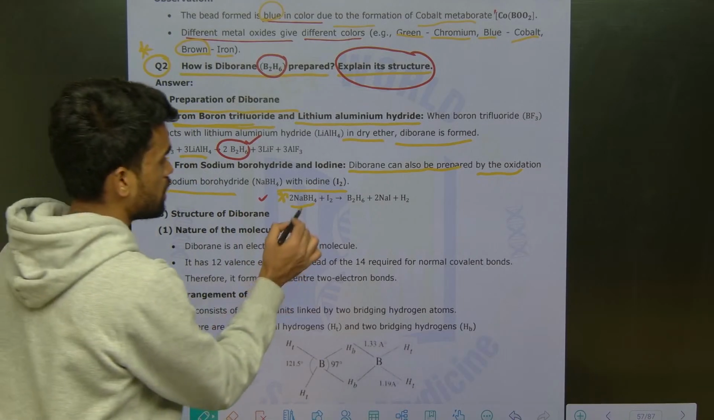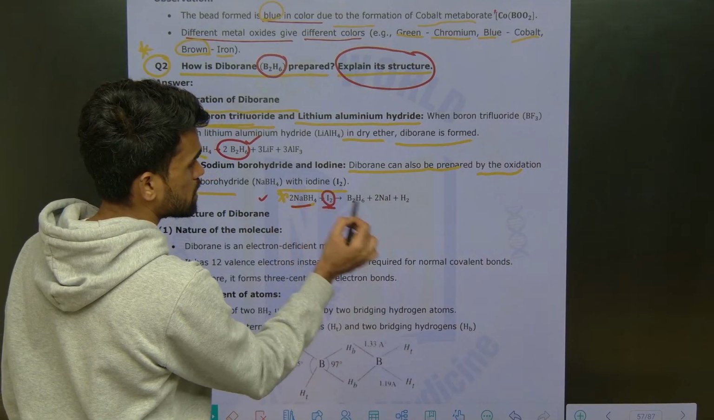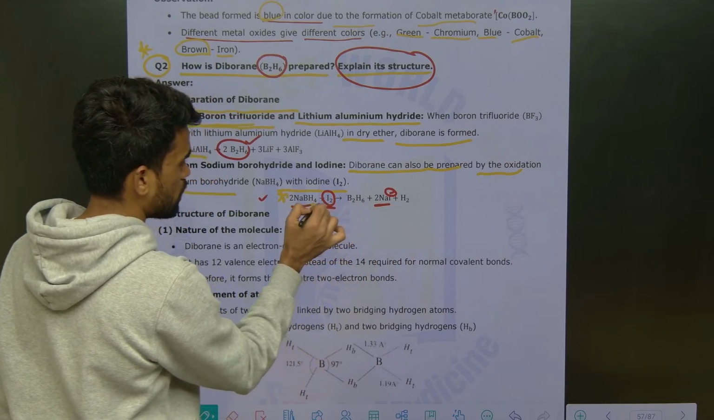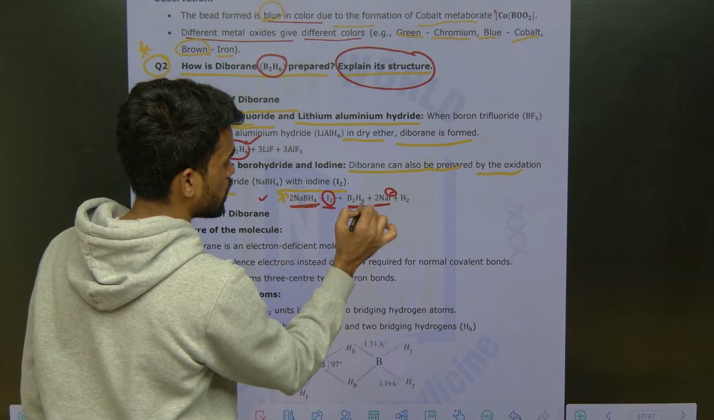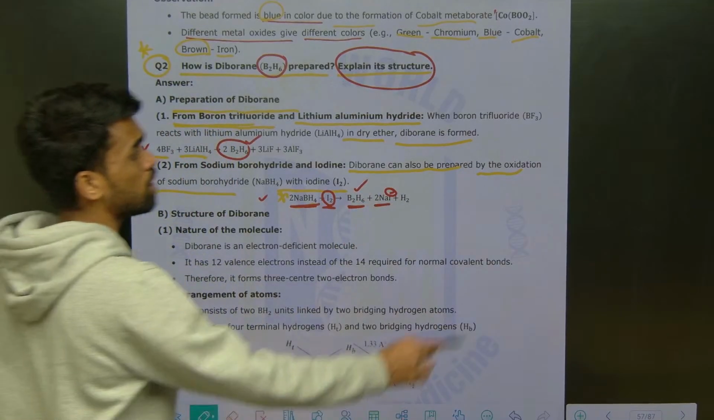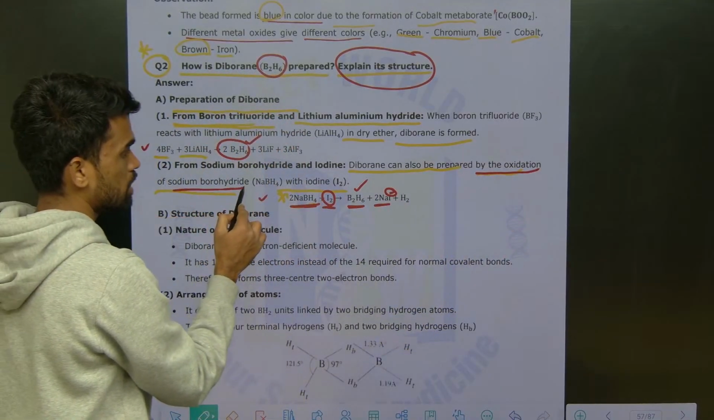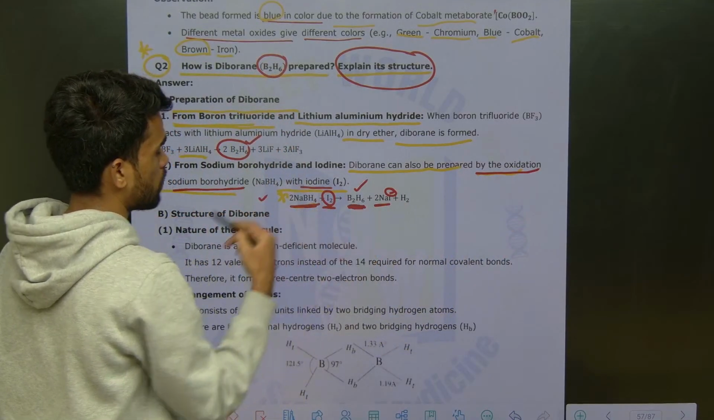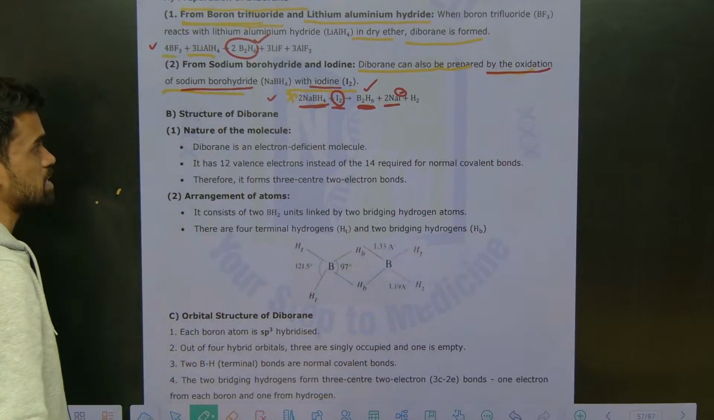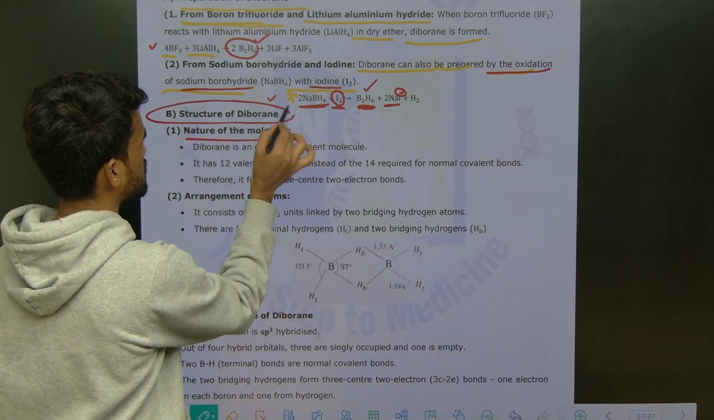Now NaBH4 with iodine, what happens? Your iodine is converted into iodide ion, undergoing reduction, and our NaBH4 undergoes oxidation, forming B2H6. So oxidation of sodium borohydride with iodine gives diborane. Remember this. Next, structure of diborane. What is the structure of diborane? We will study the nature of the molecule and the structure of diborane here.